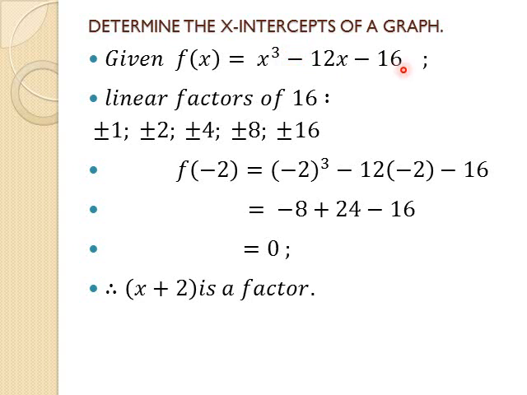Right, linear factors of negative 16, plus minus 1 can divide in there, plus minus 2, plus minus 4, 8, and 16. So if I go through the list, we expect you to do this on your calculator. But if I punch in negative 2 cubed minus 12 times negative 2 minus 16, gives me negative 8, plus 24 minus 16, that gives me 0. Therefore, x plus 2 is a factor. Right? So now that I know x plus 2 is a factor, now I need to factorize further.